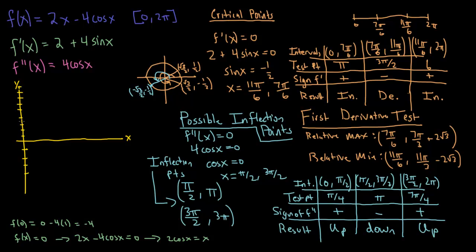So 1, 2, 3, 4, 5, 6. Actually, let me fix this. Let me space this out a little bit differently. Let's say like 2, 4, 6, 8, 10, and we'll say 12 up there. And we'll say -2, -4.